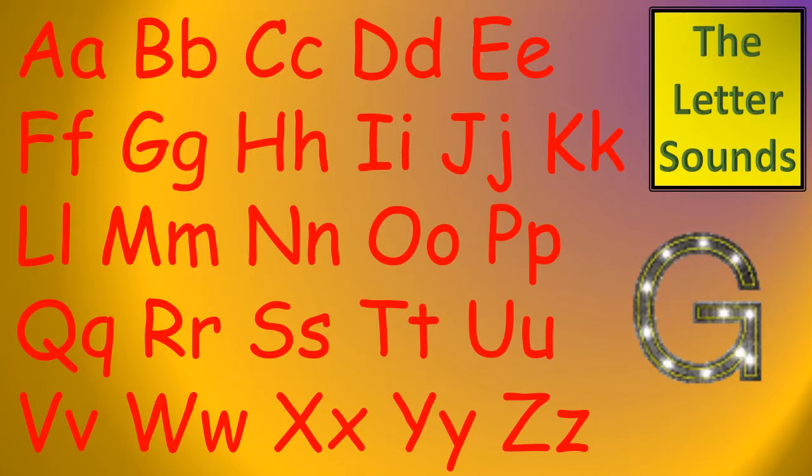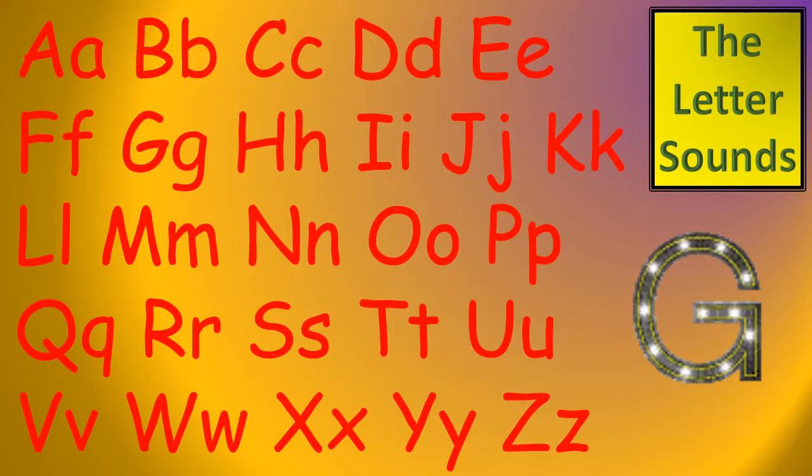Dance is spelled D-A-N-C-E. The reason why you pronounce the C as an S is because there's the E following the C in the word dance. D-A-N-C-E. So the two sounds of the letter C are K and S. The letter D is pronounced as D, as in door.